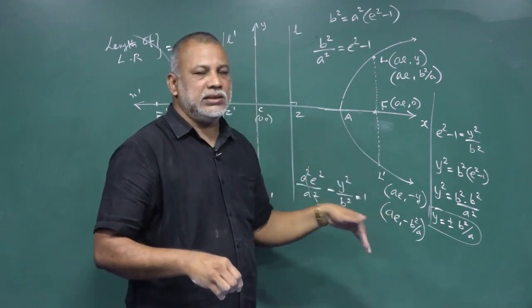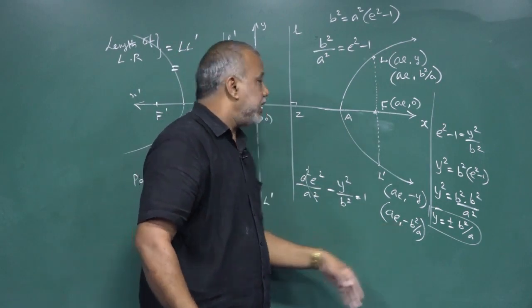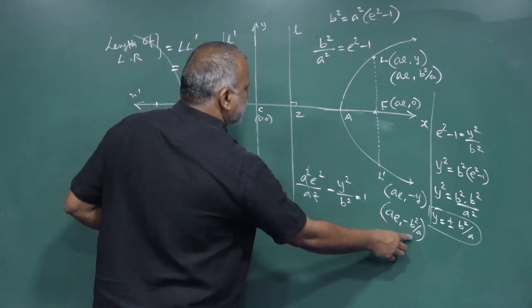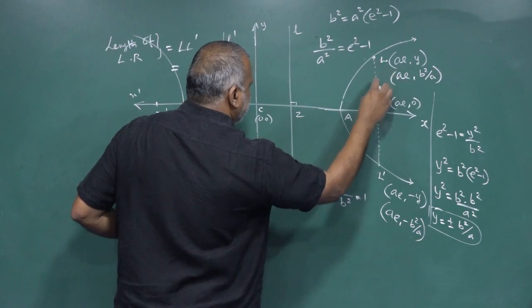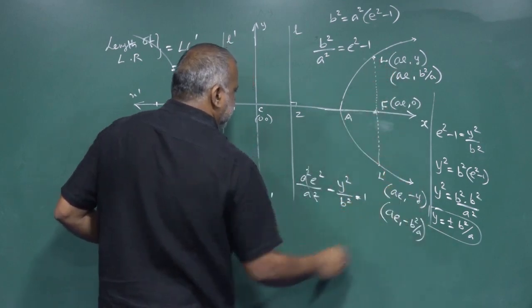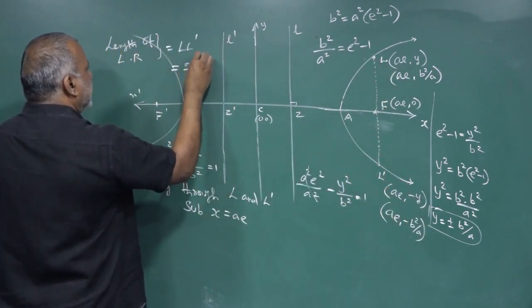But we need the length. Length is always a positive quantity. Therefore, here also we are having one b squared by a. Here also we are having one b squared by a. This is LL dash. That means 2 b squared by a.